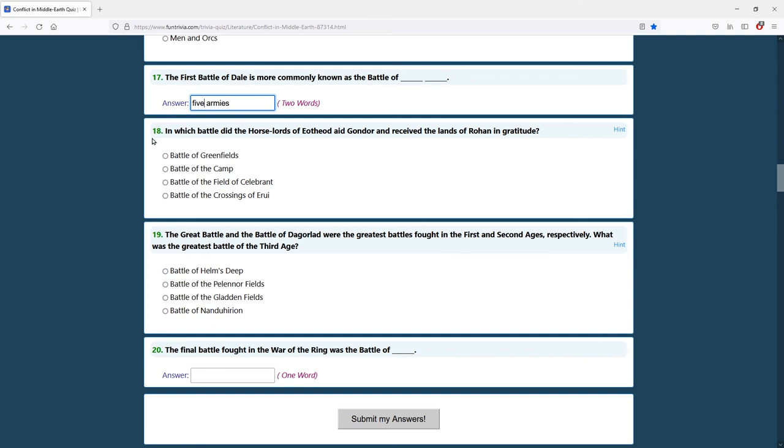Number 18, in which battle did the horse lords of Eothéod aid Gondor and receive the lands of Rohan in gratitude? Battle of the Green Fields, Battle of the Camp, Battle of the Field of Celebrant, Battle of the Crossings of Erui. Absolutely no idea. I'm going to say the Field of Celebrant, but I think I'm going to fail that one.